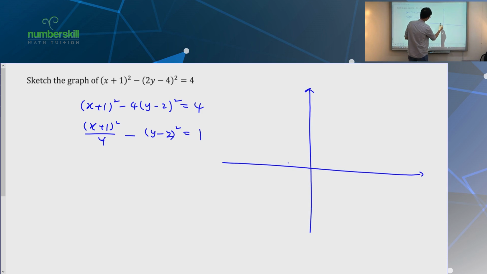So where's the (-1, 2)? (-1, 2) is right here. That's where my crisscross will meet. Next, I need my gradient so that I can find the crisscross equation, right? So this is over 1. So the gradient of the oblique asymptote is plus or minus 1 over 2.